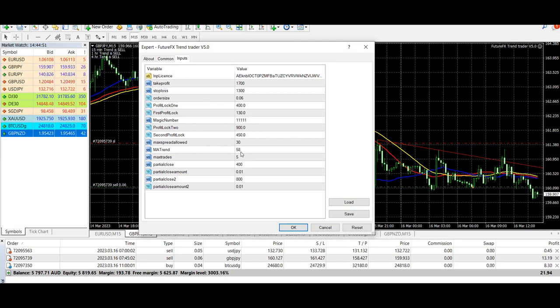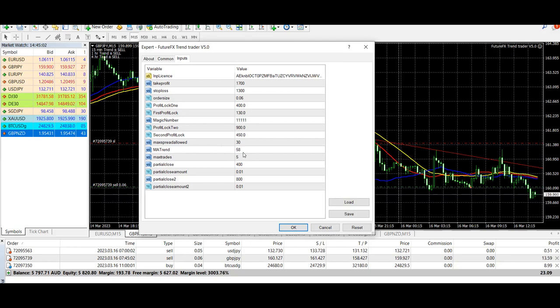MA trend, you may or may not have that on your version of the software. That's something you don't need to touch. I know the latest version I put out, you don't have access to that setting anyway. That's just how the software is determining the various different trends that the market's making at the time.